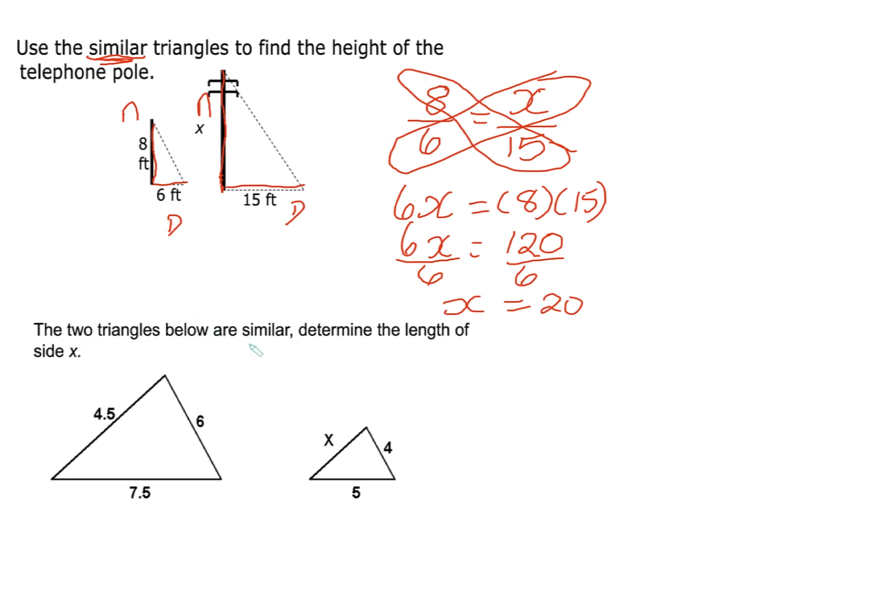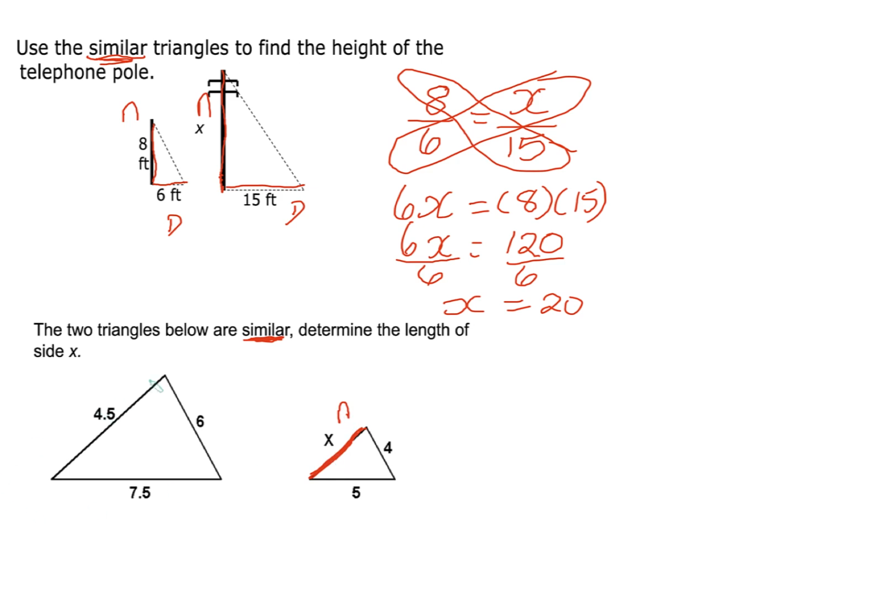The two triangles below are similar, so you see what I'm talking about. They like to use the word in there. Determine the length of side x. Now, I chose this example because they actually gave every side to this triangle, the big one. So my aim is to find a value of x. So I need this side right here. So I'm going to make this be my numerator.